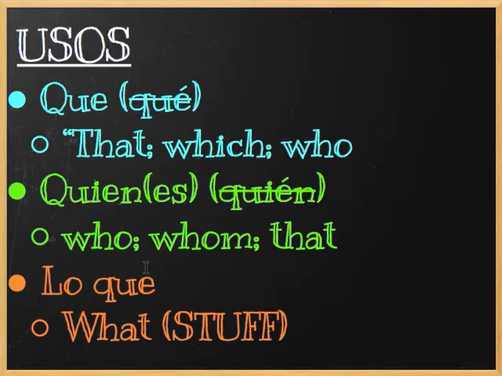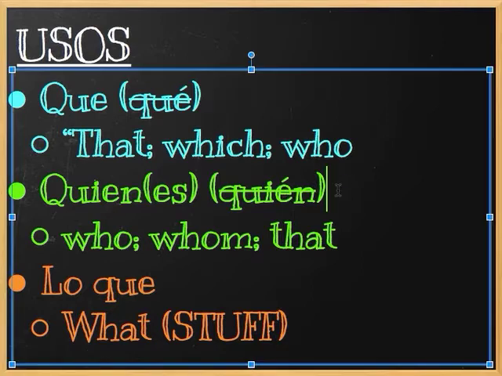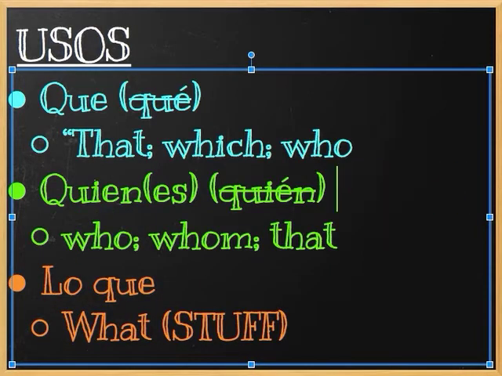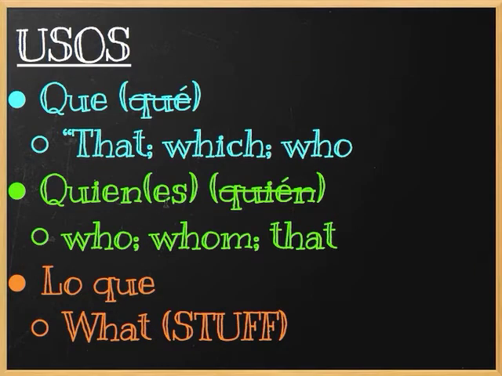Then we have quien. Okay, again, why doesn't it have an accent? Because quién with an accent would mean that we're asking a question. Okay, and that's not what we're doing here. We're not asking a question. We're saying quien as who, whom, or that. Okay, and then the plural of quien is quienes.